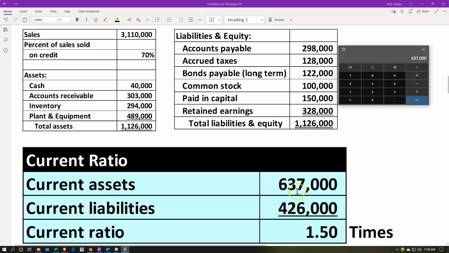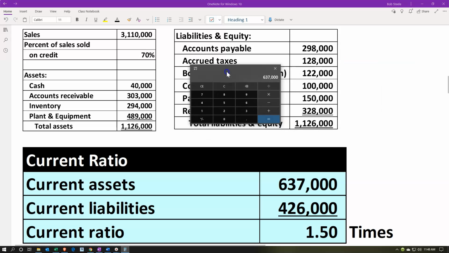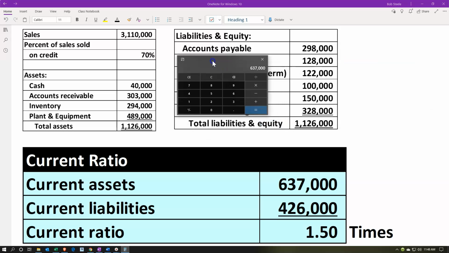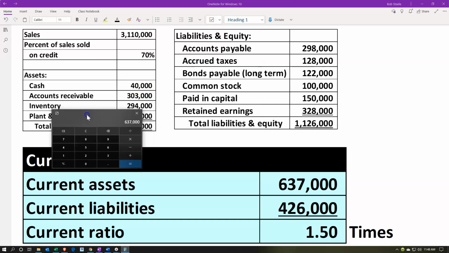That's going to give us the 637,000. Then we have the current liabilities. Those are going to be due within a year. So accounts payable typically is going to be in there, of course, because that's going to be our normal payable for purchasing things. Normally things like inventory.